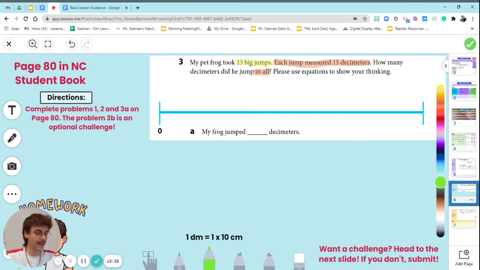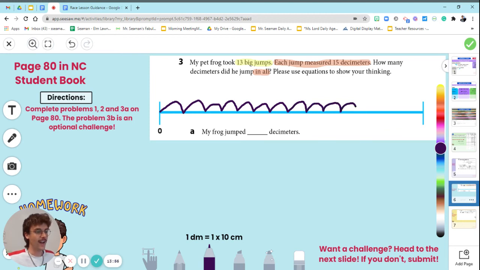So I'm going to take my marker here, and I'm going to start right here. So each jump is measured 15 decimeters. So 13 big jumps in total. So we got 1, 2, 3, 4, 5, 6, 7, 8, 9, 10, 11, 12, 13. Okay, so I didn't quite reach the end of our line, but that's okay. Here is where 13 is going to be.